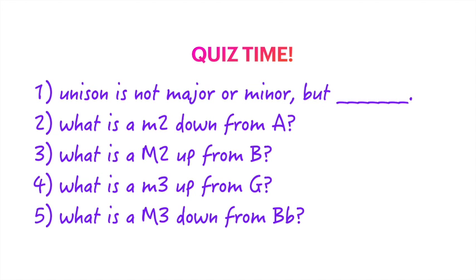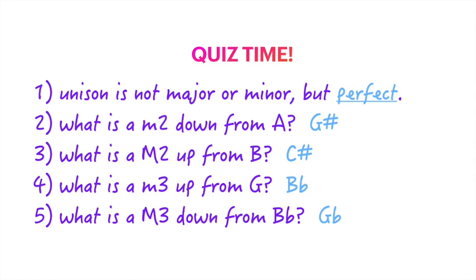Okay, it's quiz time. So answer these 5 questions, pause this video, and when you've got them all figured out, come back and get the answers. Okay, unison is not major or minor, but it's called perfect. What's a minor second down from A? That would be a half step, so it's G sharp. What's a major second up from B? That's a whole step, that's C sharp.